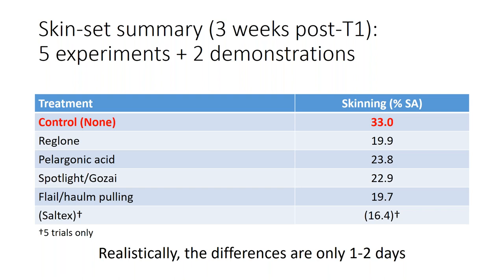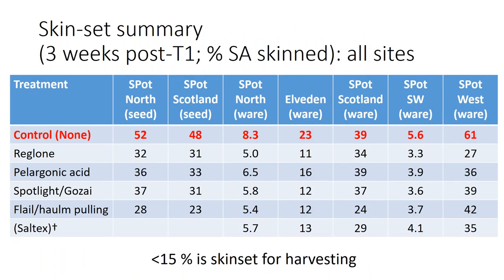Okay, next slide. But obviously, there are a lot of growers out there listening and saying, my site is different to this. And you can see this in these data here, where if you look at the value of 15% at 3 weeks after T1 application, you'll see a large number of these sites actually haven't reached that criterion to be harvestable.